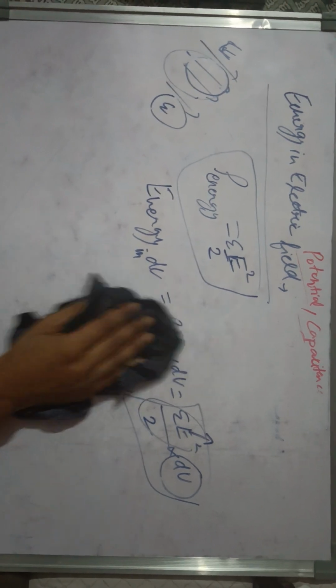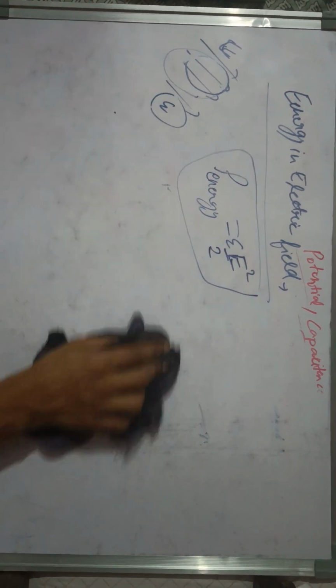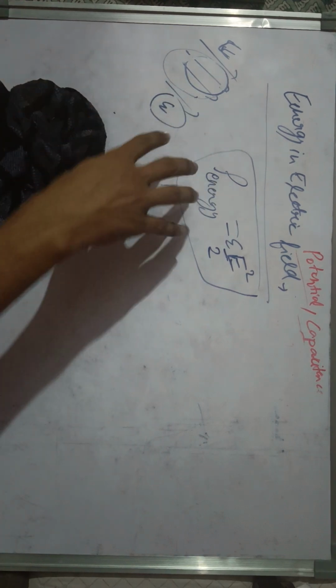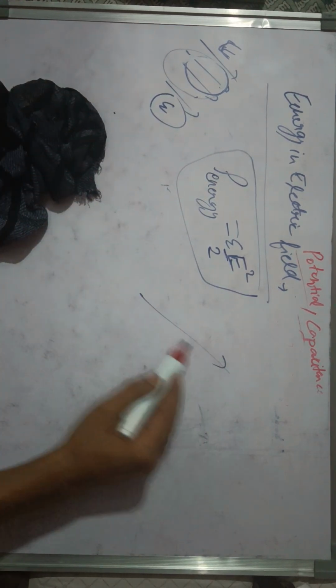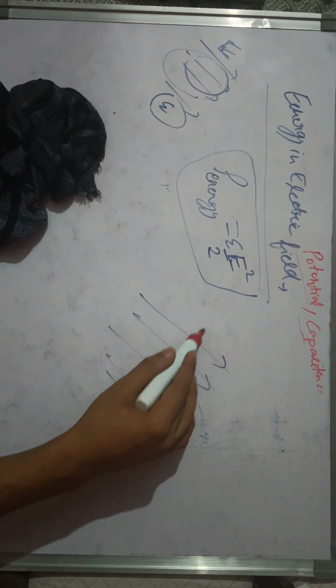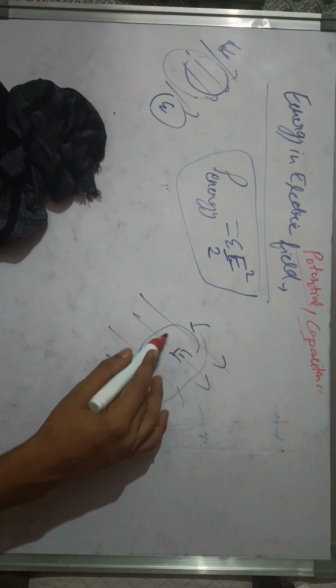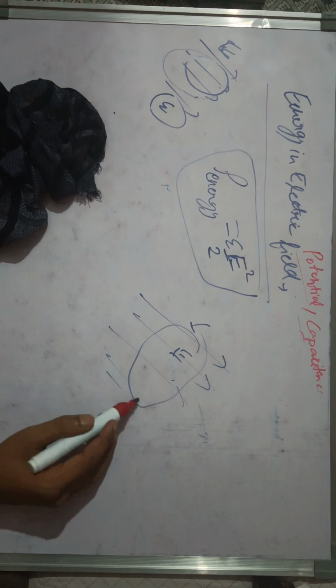Okay, so this was the energy stored formula. Whenever there is some electric field in the system, there is some energy in this region, in the volume.